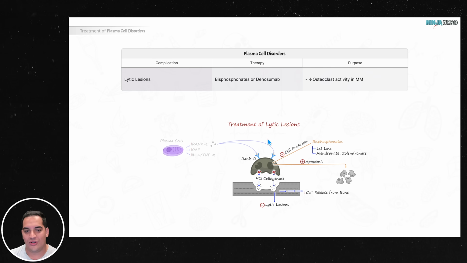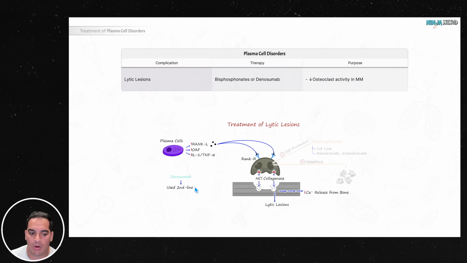pathway. Denosumab is another really good alternative. It's kind of like a monoclonal antibody. It's kind of a second line. And what we would do with this one is it really is just going to be an antibody that binds to the actual RANK ligand. And so then it can't bind to the RANK receptor. That means it can't trigger this pathway. It can't release hydrochloric acid. It can't release collagenase. It can't cause lytic lesions and calcium release from the bone. So that's another alternative I want you guys to think about. All right. Pretty cool to think about how that works there.